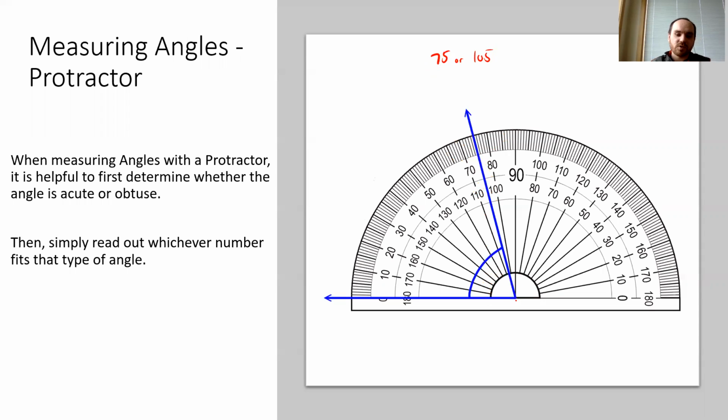The reason for this is, if you had this line going this way instead, so it was this red angle now, this is an obtuse angle. This one measures 105. But since we're looking at the smaller angle, this is just 75 degrees. You just read along here, right up to there. Pretty simple for the most part.